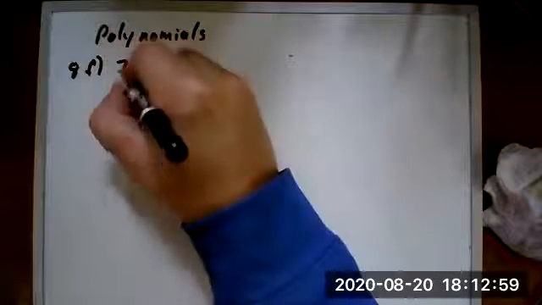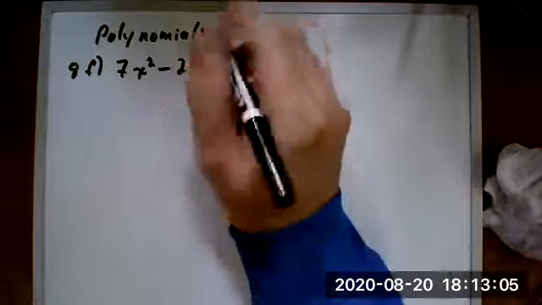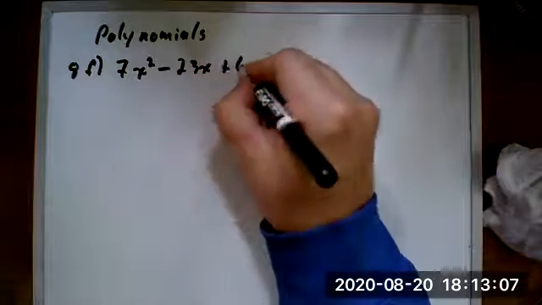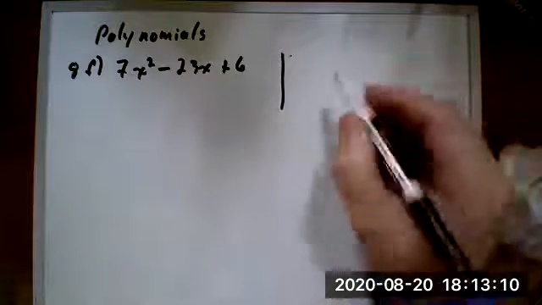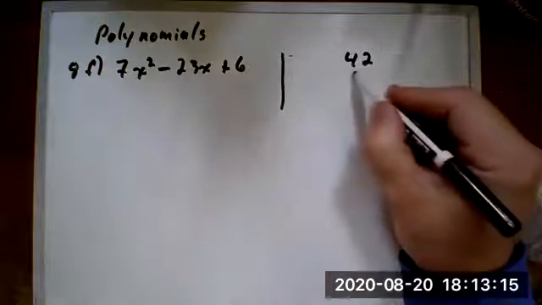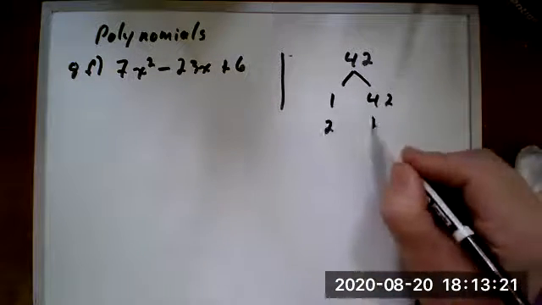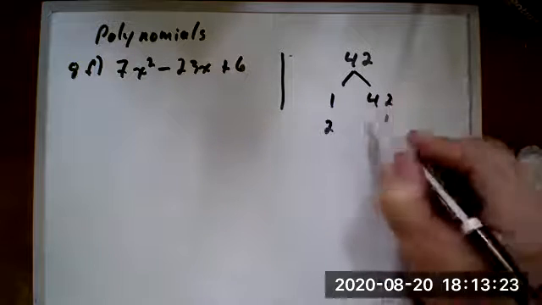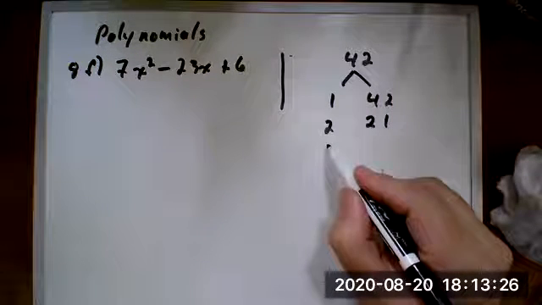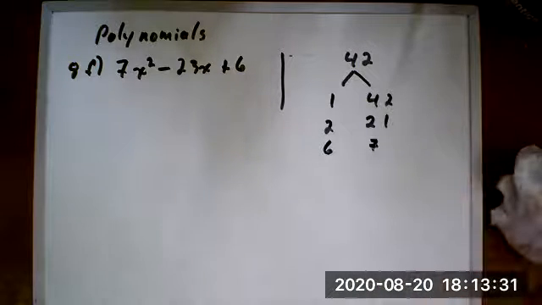8F is asking us to factor 7x squared minus 23x plus 6. Our ACs are 7 and 6, so we're left with 42. Our factors of 42 are 1 and 42, 2 and 21, 6 and 7. We're trying to get to negative 23.